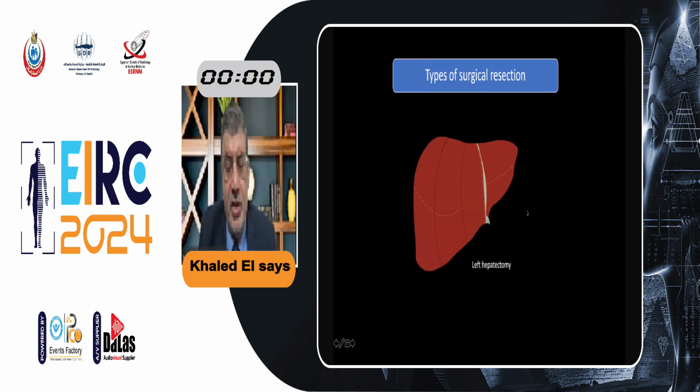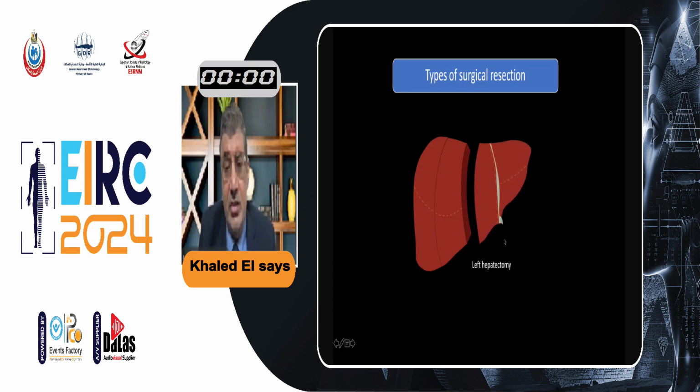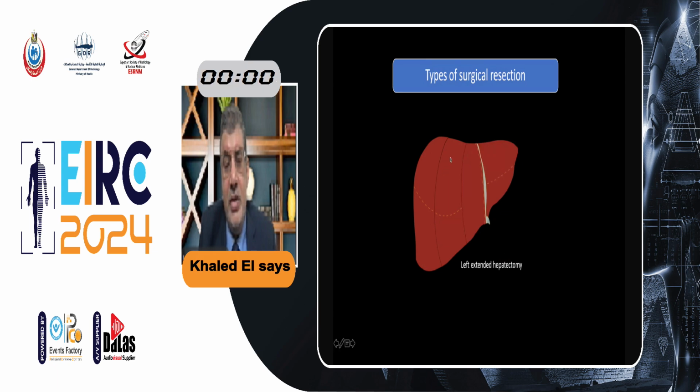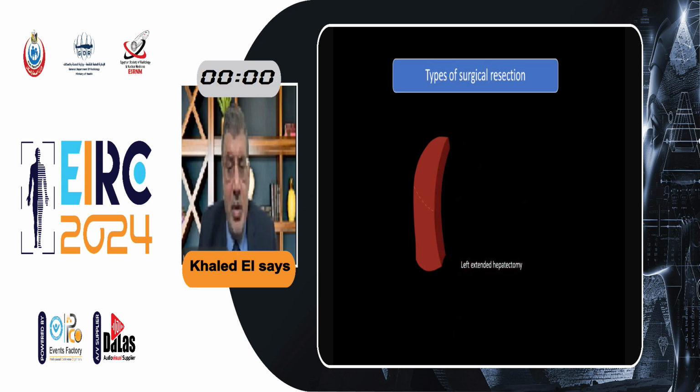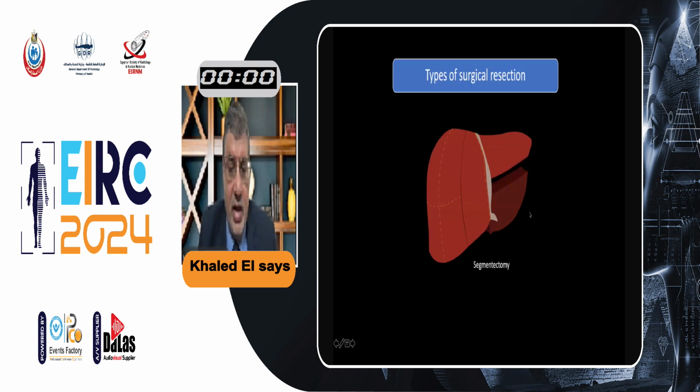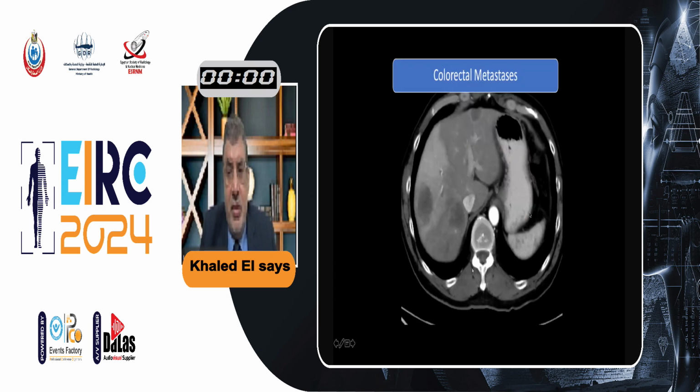What about left hepatectomy? You resect the left hepatic lobe, as we can see here, and you just take it out. Again, all of these are anatomical resections, right? But you can also have left extended hepatectomy, where you also resect segment 8 and segment 5 together with the left liver. So those are the main types, or you can just have, as I said, segmentectomy. Those are the main types of surgical resection.